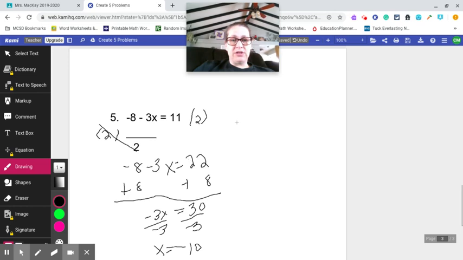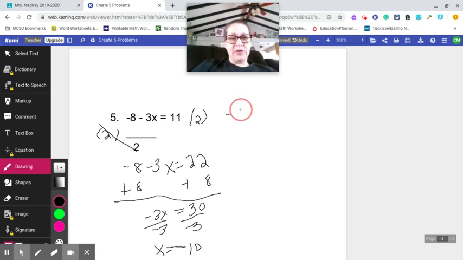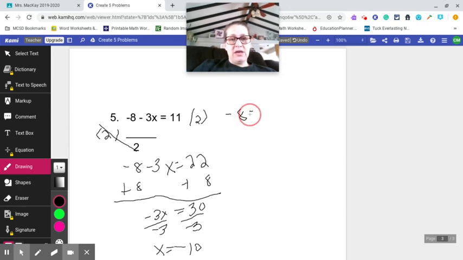Okay, go back to my original equation. I'm going to substitute in negative 10 everywhere I have an x. So negative 8 minus 3 times negative 10, all over 2, equals 11.